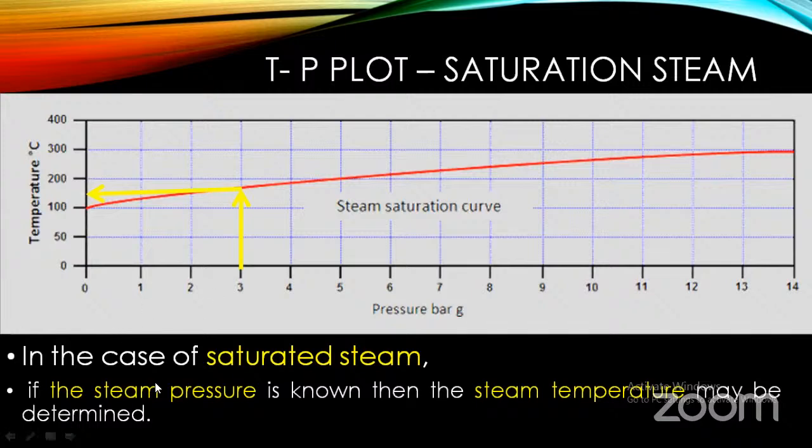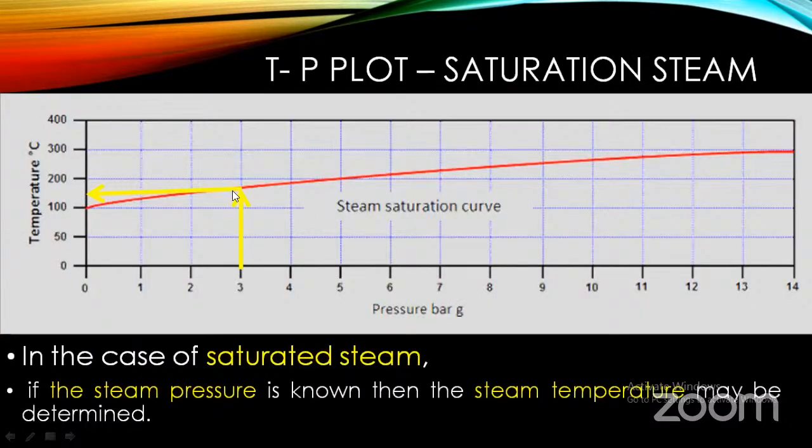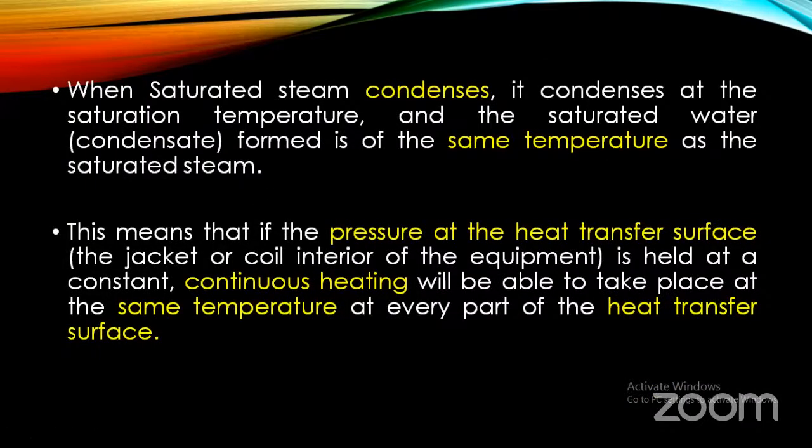This is designated here with the help of a TP plot. Say, for example, if you know the steam pressure, in the case of saturated steam, the corresponding steam temperature can be determined. And in this case, the steam condenses. If you take the steam getting condensed, it condenses at the same saturation temperature.